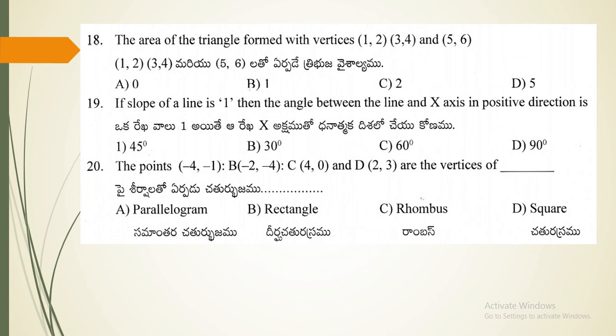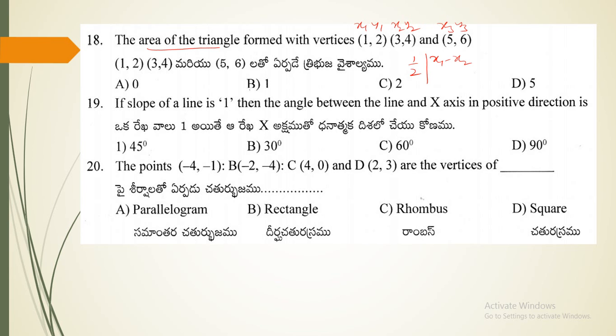Next, moving on to one more question. Area of triangle formed with the vertices 1, 2, 3, 4, 5, 6. If you observe these, 1, 2, 3, 4, 5, 6. Let these points be x1, y1, x2, y2 and x3, y3. Directly I am going to apply the formula of area of triangle. There is a simple formula for that.